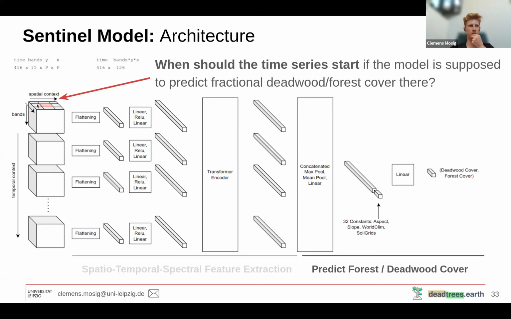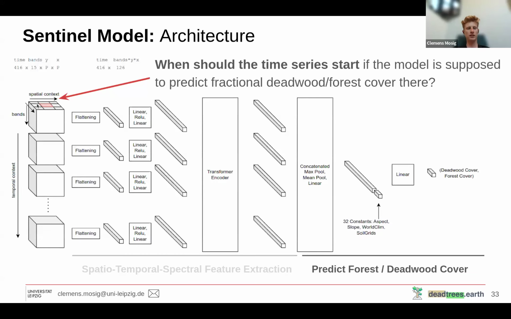And this is really important because this means we need to have this time series start somewhere in the growing season. If it started in winter, the model would see at the end of the time series that there are no leaves on the trees, meaning it would potentially predict trees as dead, even though they're just deciduous. So we need to figure out when we let the time series start for every single pixel on Earth, which is difficult because the phenology, so the seasons, vary depending on the location on Earth.